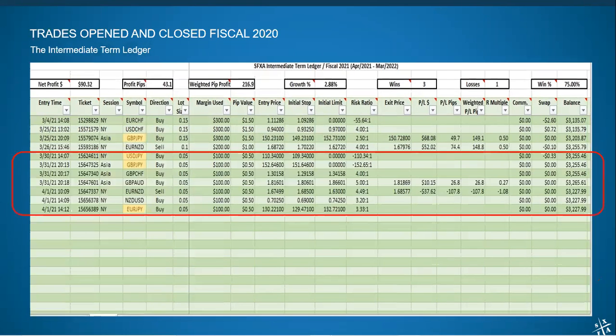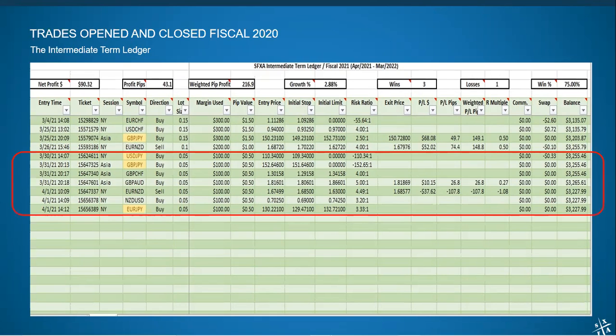The intermediate term ledger has had change, and we've actually closed out a few trades, racking up a small amount of profit, a little bit under 3%, which for a week is not bad, but we'll see how everything continues going as we move forward into the new fiscal year. Our fiscal year starts in April, so this is a happy new year for us.